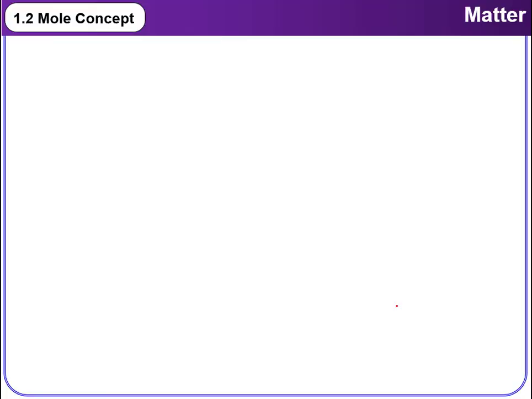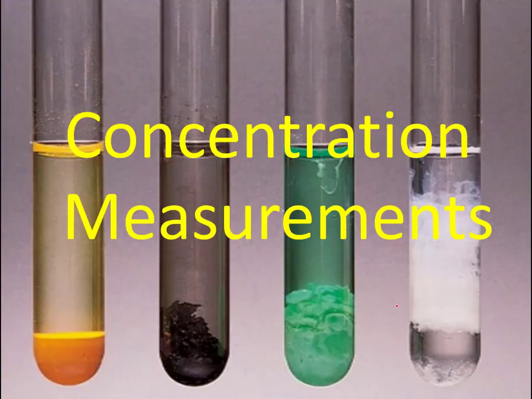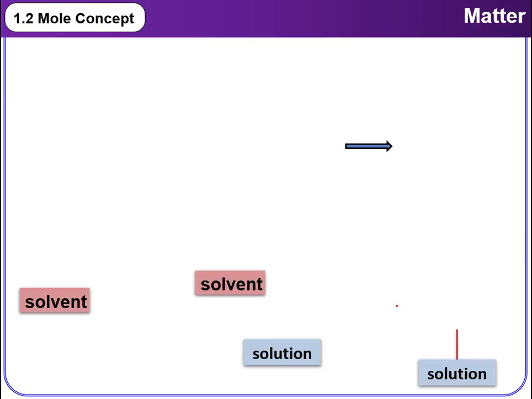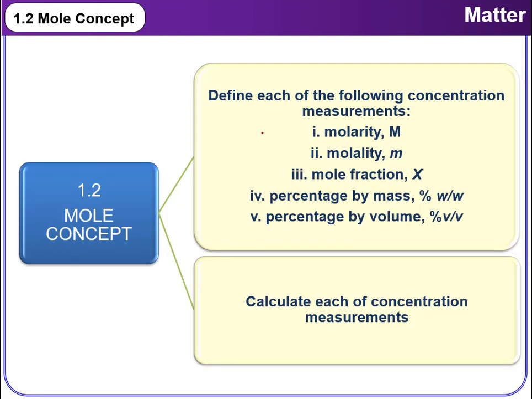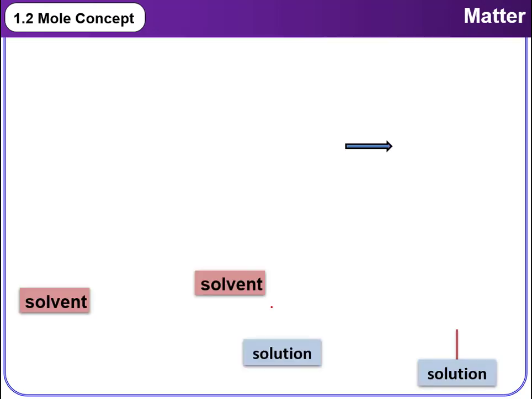Done for example 2. Next, we will look at the concentration measurements, where you have to define each of the following: molarity, molality, mole fraction, the percent by mass, and also the percent by volume. And then you have to calculate each of the concentration measurements.